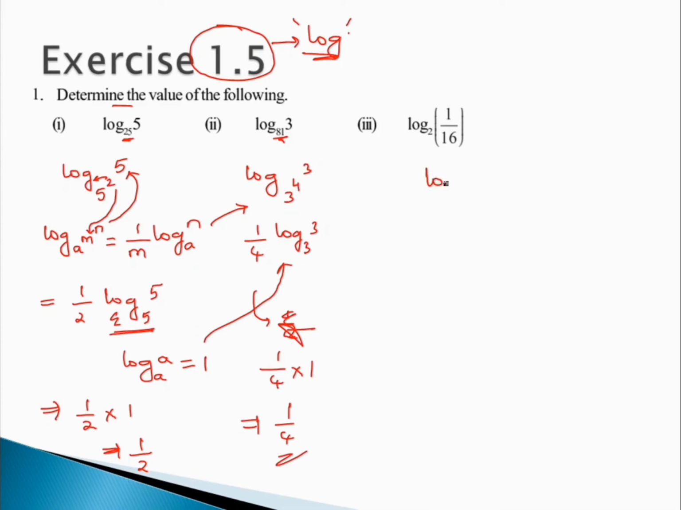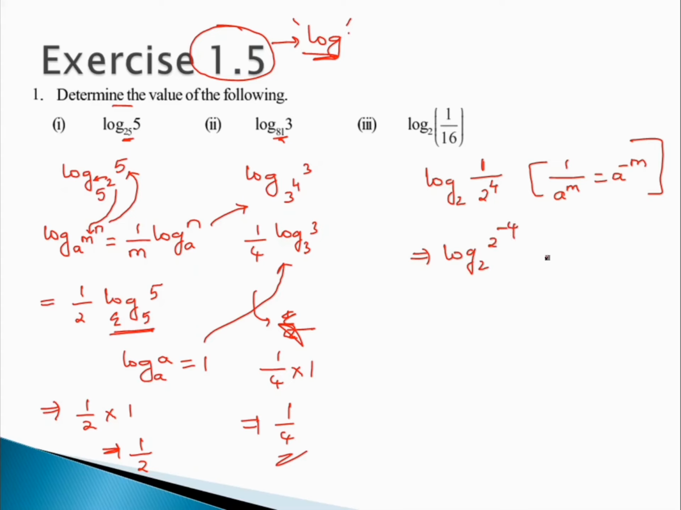How to do that? Of 4, I can write 1 by 16 written as 2 to the power of 4 directly. 1 by 16 written as 2 to the power of minus 4 directly. And now we are having a formula, 1 by 8, minus n. Using this formula, I can write this one as log 2 of 2 to the power of minus 4.